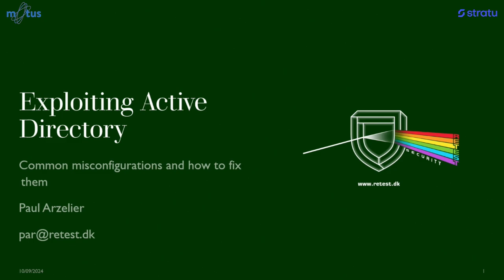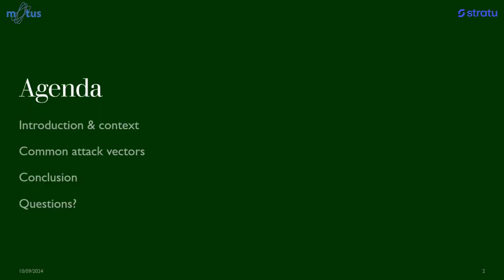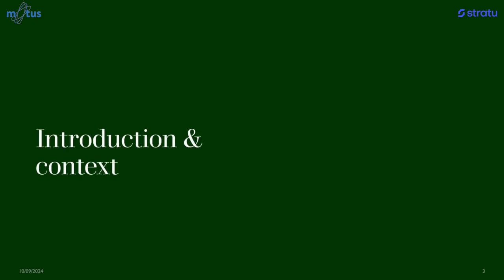Today I'm going to be talking about the most common misconfigurations I see on an AD domain and how to fix them. The agenda is pretty simple for today. First we're going to talk about a little bit of introduction of AD in general, then the common attack vectors that we're seeing in the wild, or like we're actually doing at customers. Then some words of conclusion. If you have questions, the end would probably be the best time to ask them.